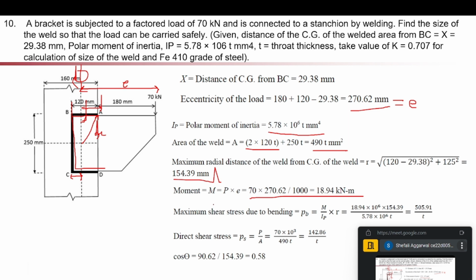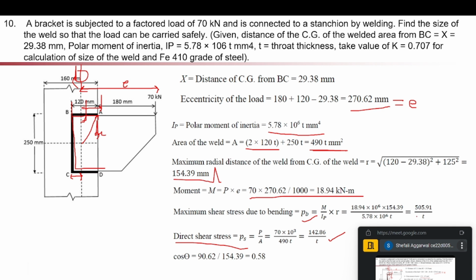Here we are not given whether it is by shear or direct. So we will calculate safely for the combined forces. So we are calculating both stresses. Direct shear stress is given by load upon area. So load is given as 70 and the area we have calculated here, area of our weld, 490 into T. So this is our direct shear stress. Next is shear stress due to bending. So same formula, sigma upon R is equal to M upon I. So from here, sigma value we will calculate.